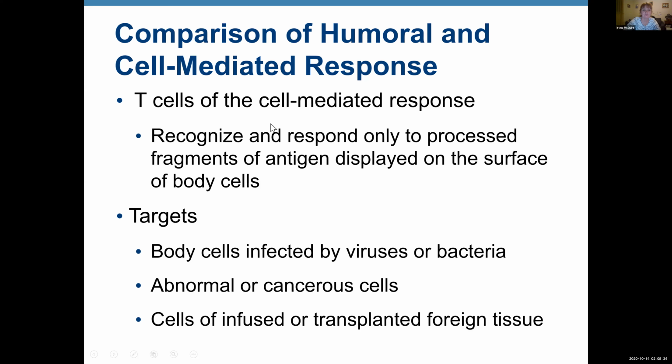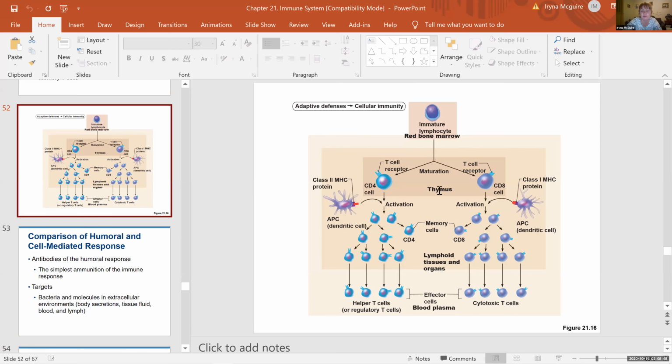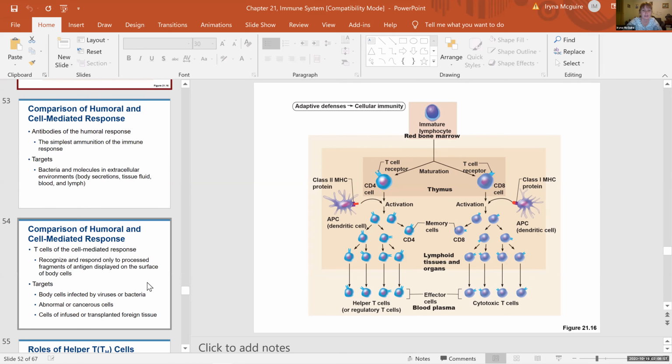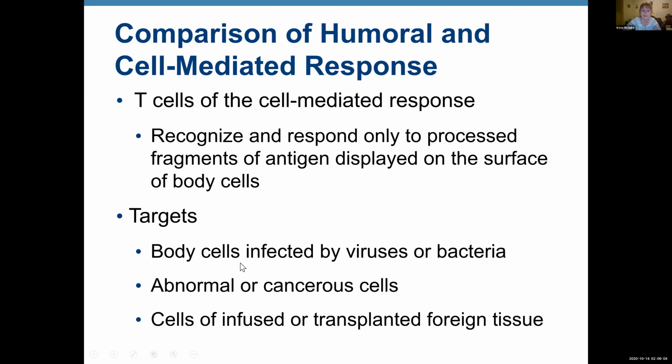Now, T cells, as a part of cell-mediated response, recognize and respond only to processed fragments of antigen displayed on the surface of body cells. So T cells can only be activated by antigen-presenting cells, right? They're not going to respond to free-floating antigens like B cells. So they need these antigen-presenting cells, right? And what do they target? They target body cells infected by viruses or bacteria.